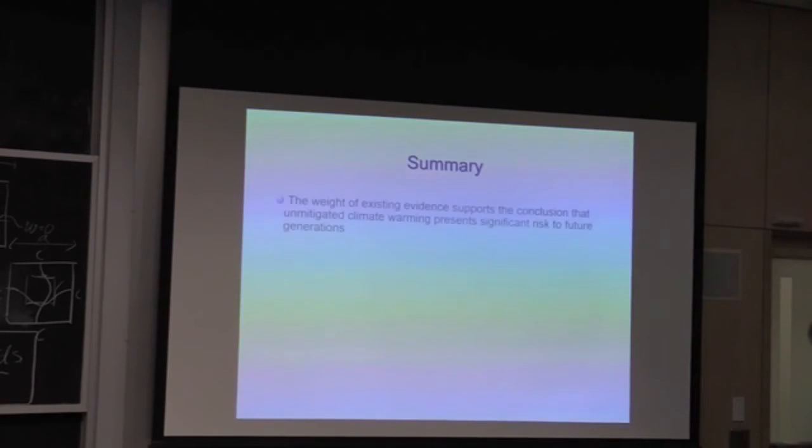So, let me summarize. The weight of existing evidence supports the conclusion that unmitigated warming presents a significant risk, okay, to future generations. It's not a certainty. No risk is a certainty, all right? It's a significant risk. The scientific uncertainty about the nature and magnitude of the changes entails a low, but not tiny, risk of catastrophic outcomes, okay? So I'm not being an alarmist here. It's the uncertainty that worries us.